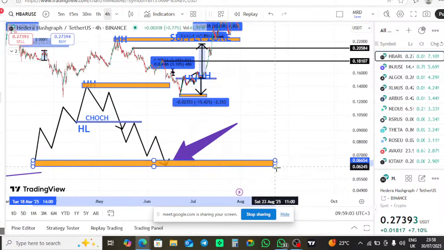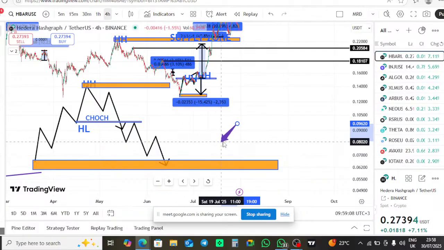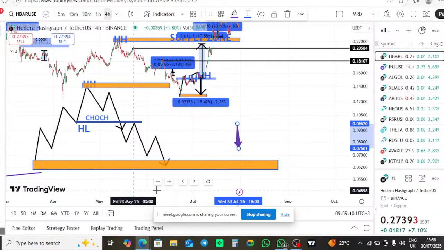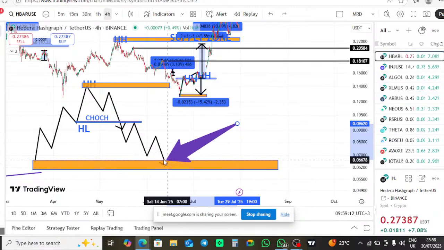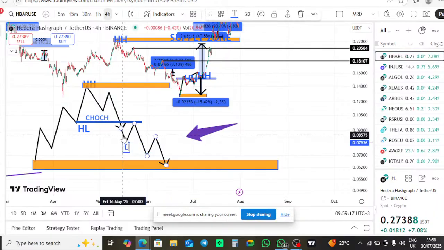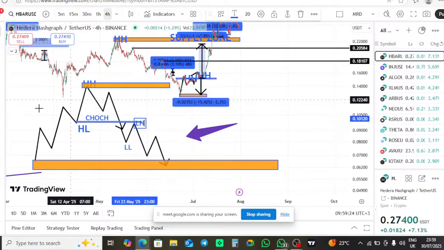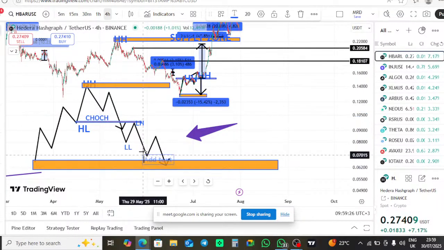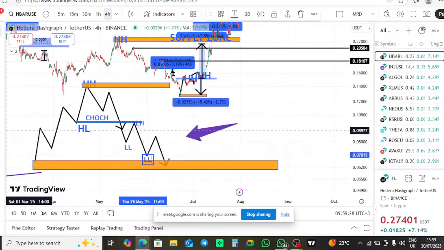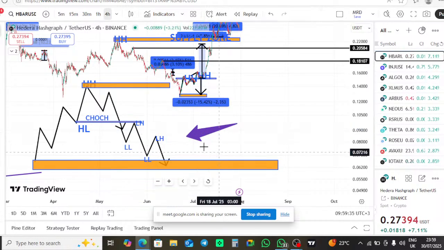This was the demand zone. And now we are testing the zone. And now we expect the reaction from this end. And now, this time, this is low. And this is lower high. And finally, this is low. How will you now know that the market is going to change? We are waiting for this.